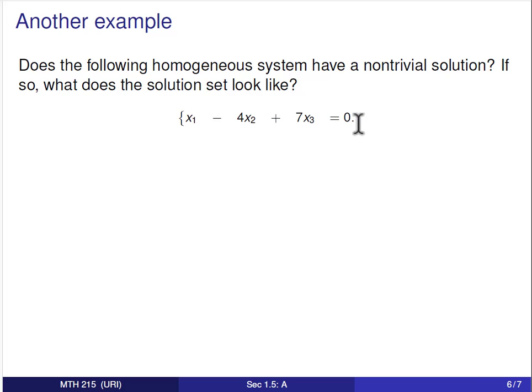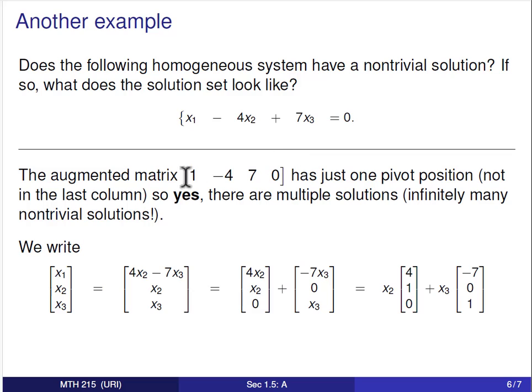Now, we do know, of course, that this is homogeneous, so there's always at least one solution. You could always just let x1, x2, and x3 equal 0, but we're asked whether there are non-trivial solutions. So is there more than just the trivial solution? Are there multiple solutions? Well, to answer that question, we might think about what this would look like in an augmented matrix form, 1, negative 4, 7, 0. And this is already in reduced echelon form because we do have a 1 in that first spot there.